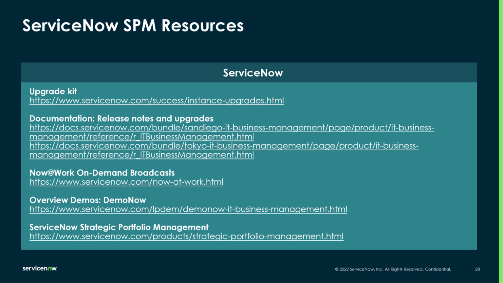And lastly, here we have some additional resources. On this page, we have our ServiceNow SPM resources. We have information on an upgrade kit. We do have documentation and release notes and upgrades of the latest 2 releases. So today we've been primarily focusing on Tokyo, but we did put the San Diego link in here too, just in case you're still looking to upgrade to that. We have our Now at Work on-demand broadcasts, as well as an overview demo on Demo Now, and then, of course, the product page for strategic portfolio management.